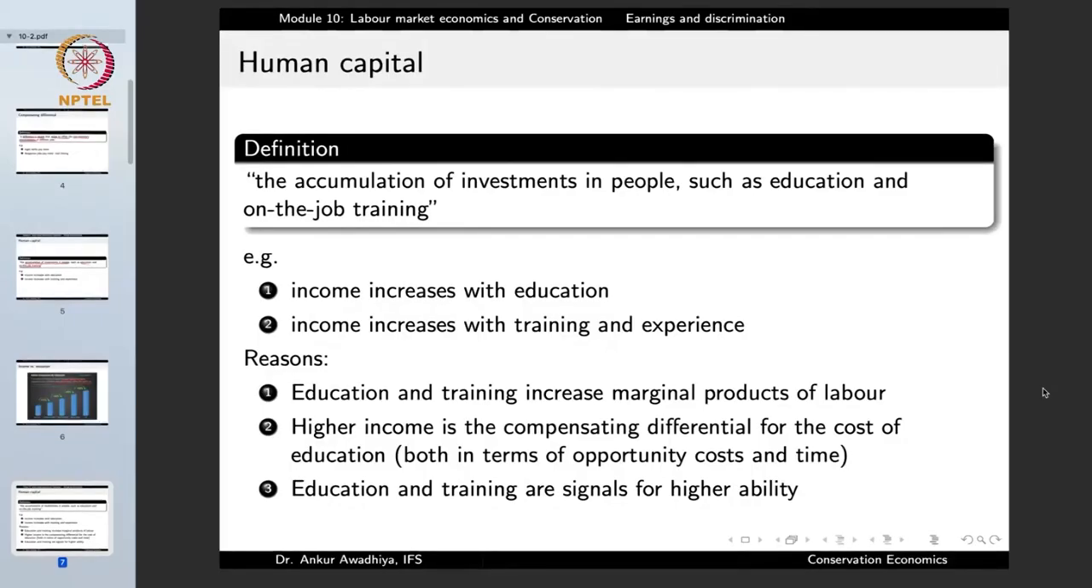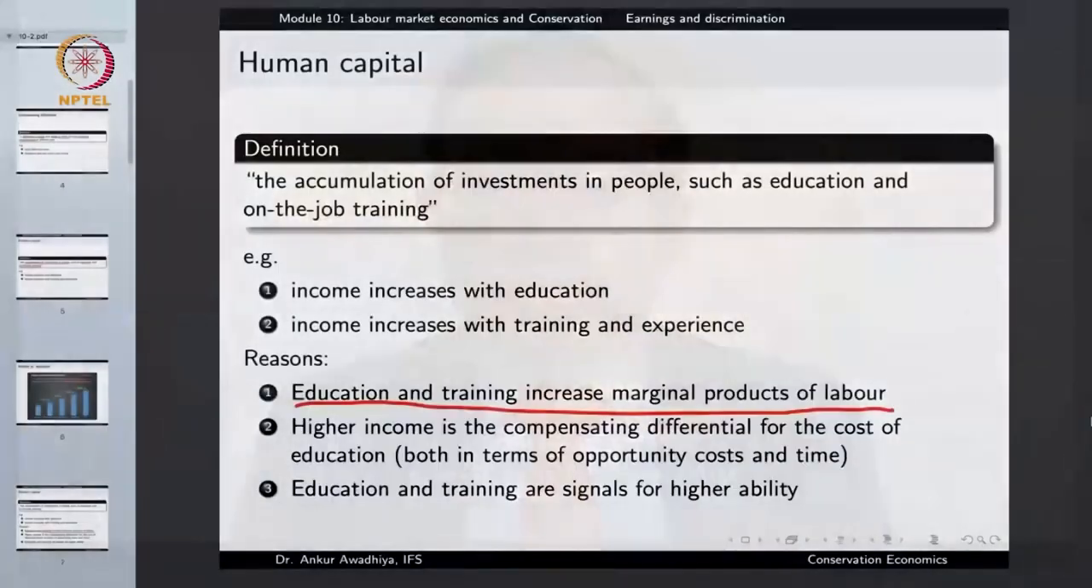Whereas a novice may not have been exposed to so many problems, and so he will have to start from scratch. So in this case, the marginal productivity of the person with higher education or with higher training will generally be higher. So this is the first reason, that education and training increase the marginal products of labor, and so the human capital leads to a higher payment, as in the case of the neoclassical theory of distribution.